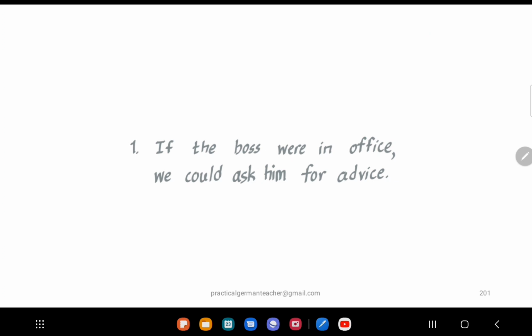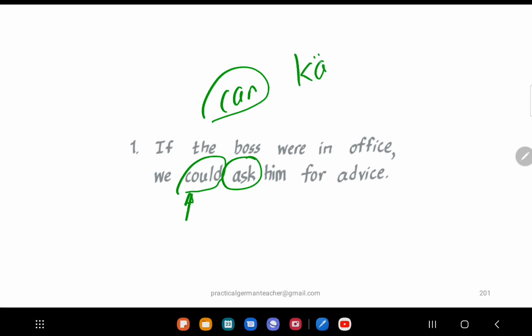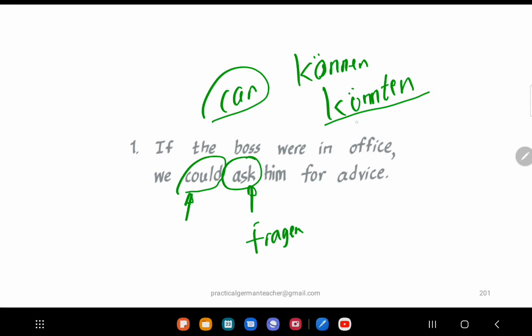Now you should check the second sentence. Here you will be using two verbs: could and then ask. When you use two verbs, you should be careful. You can also say, if we can ask him for advice, but normally you are talking about a hypothetical situation. So instead of using können, you will use könnten. Then you will use the other verb, that is ask, so fragen. When you are using könnten and fragen together, you only conjugate the first one. This one will be in its infinitive form at the last position.